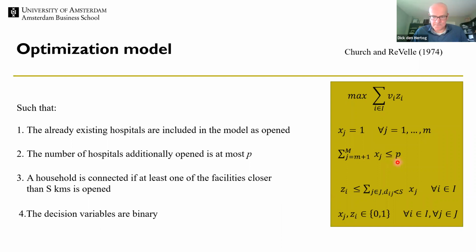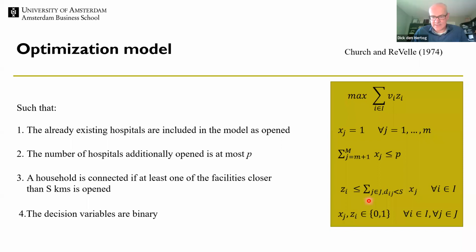And this is then the constraint that says that if a household is connected, if at least one of the facilities closer than S kilometers is opened, so if one of those X_j is 1, then Z_i can also become 1.